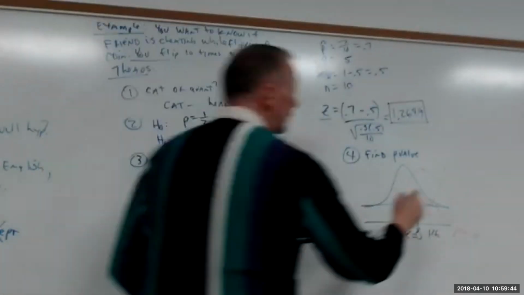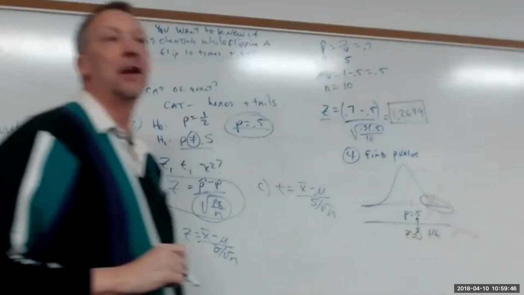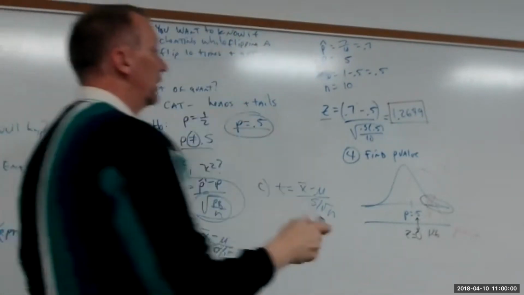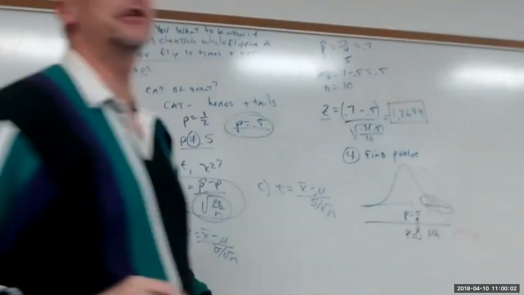I want to find this red area here. How do I find that? There's 2 ways. What are the 2 ways? With the chart or with Excel, okay?